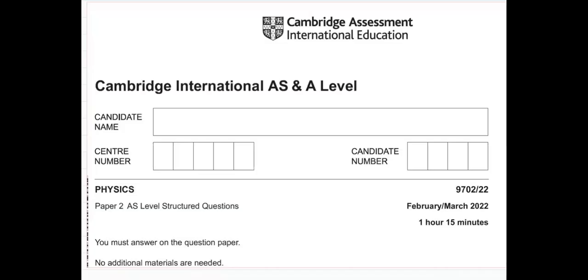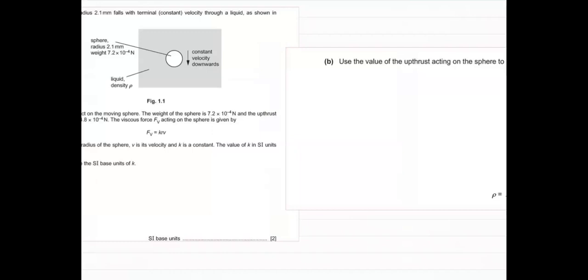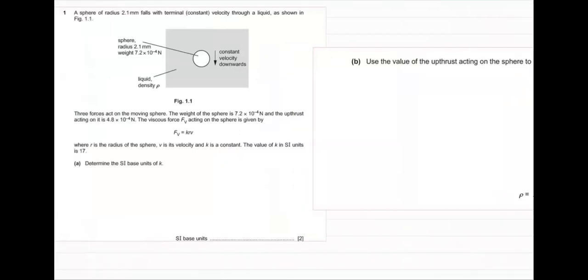Let's have a look at this paper. Okay, so this is the February March 2020 paper. Question number 1. First of all, this is the question: a sphere of radius r moves through a liquid with velocity v, and the viscous force is given.